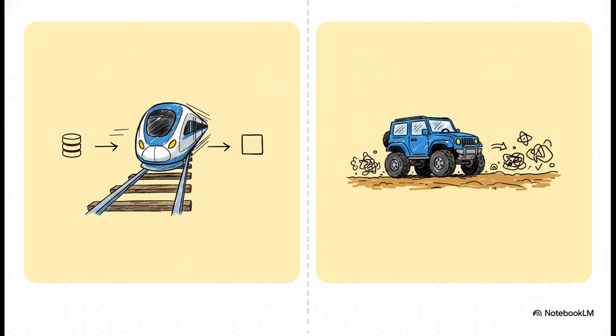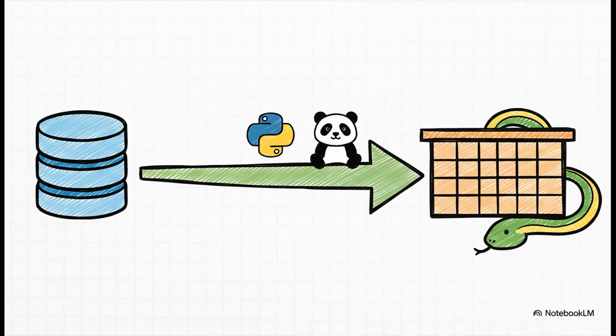So why are we switching tools? Well, think of it like this. SQL is like a high-speed bullet train. It is incredibly fast and efficient for getting huge amounts of data from point A to point B. Python, on the other hand, is like an all-terrain vehicle. It can go off-road and handle really complex row-by-row cleaning tasks that SQL just wasn't built for.